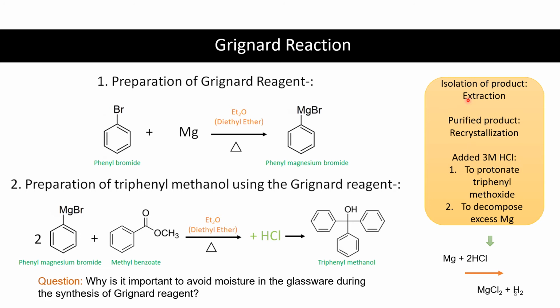So again, we used extraction as the isolation technique, and we purified the product by recrystallization, and we used 3 molar HCl in this lab as well. The main reasons were to protonate the triphenylmethoxide into triphenylmethanol and to decompose any leftover magnesium. And an indirect purpose was to give some aqueous phase to the reaction mixture, so we would be able to do extraction.